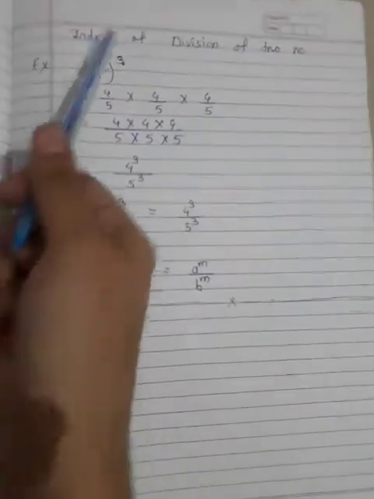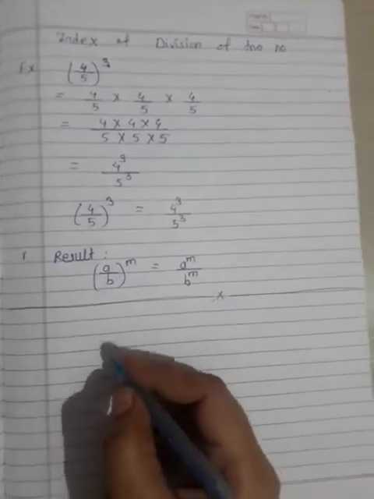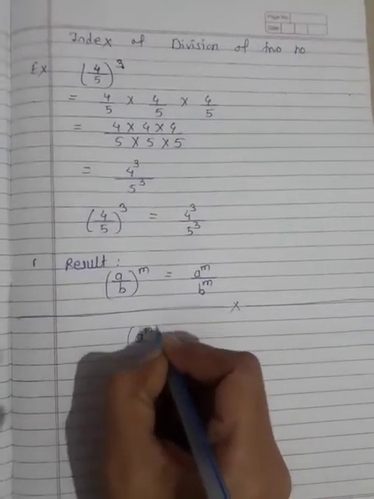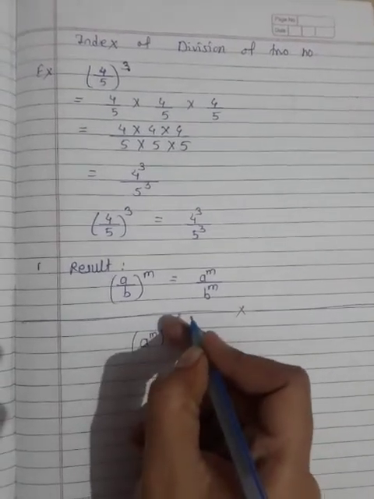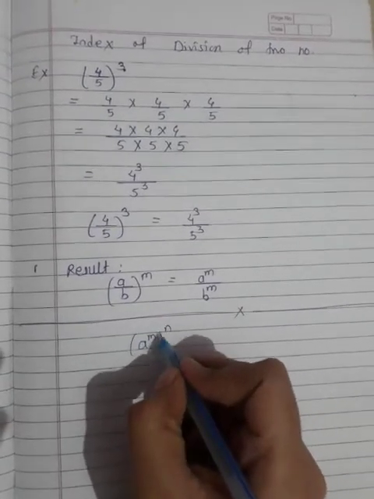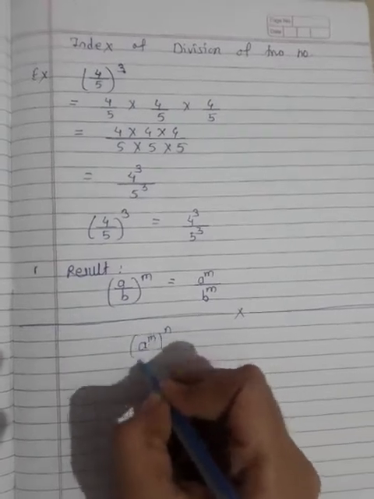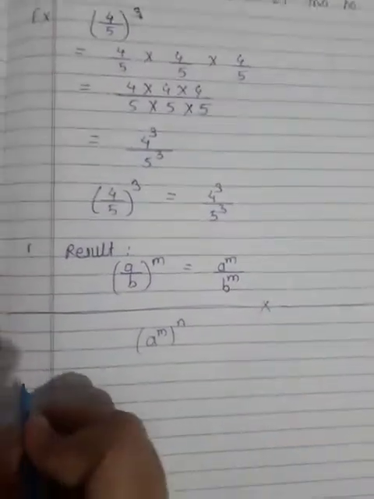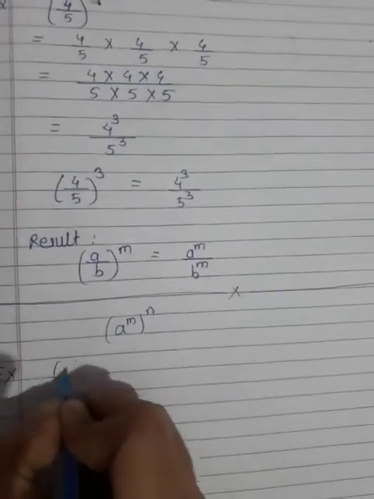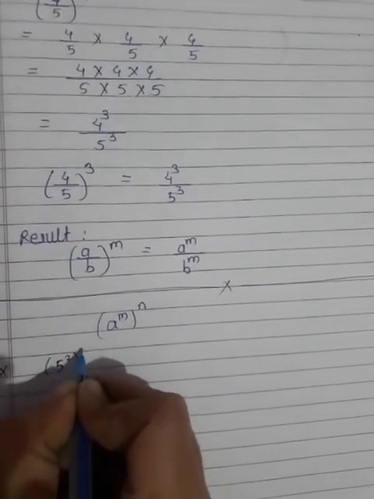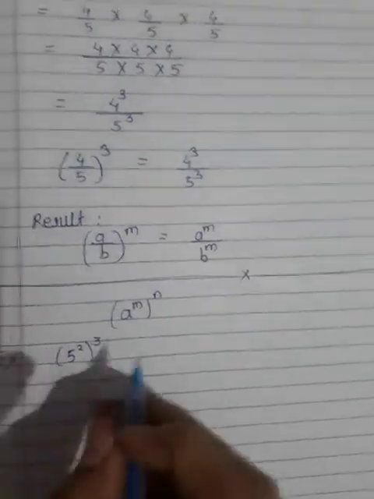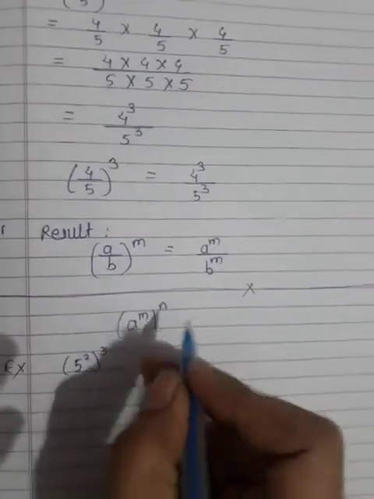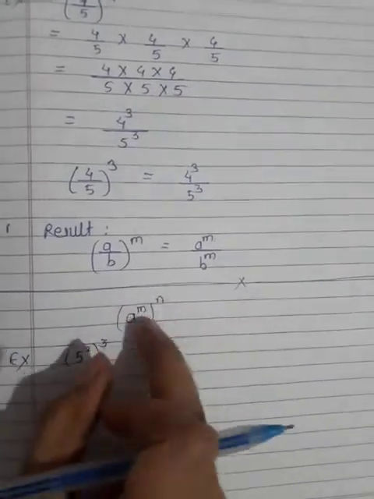Now next, the index of a power. Whenever we have a number in this form, a raised to m raised to n, it means a power of an index form. This is index form. Whenever we have such a type of number, what happens? See the example. Suppose we have 5 raised to 2 raised to 3. Such a type of number. 5 raised to 2 raised to 3. Now see what result we get about this.